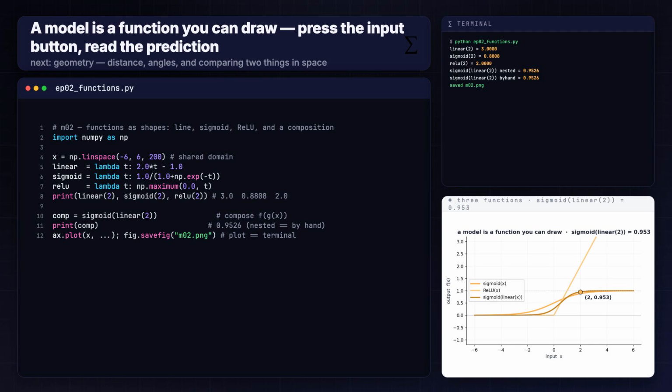A model is a function you can draw. Next episode we leave the single curve and step into space, angles, distance, and the geometry that lets a model compare two things.